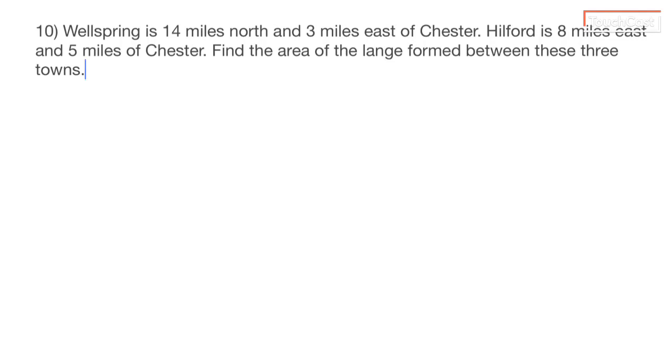So just picking up from the last video, we ended on example 9. Now we're going to go to example 10, where we have Wellspring, which is 14 miles north and 3 miles east of Chester. And then we have another town, Hilford, which is 8 miles east and 5 miles north. I forgot to include that in the writing here, but it is north of Chester.